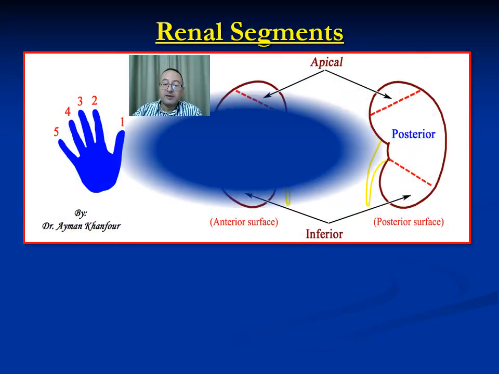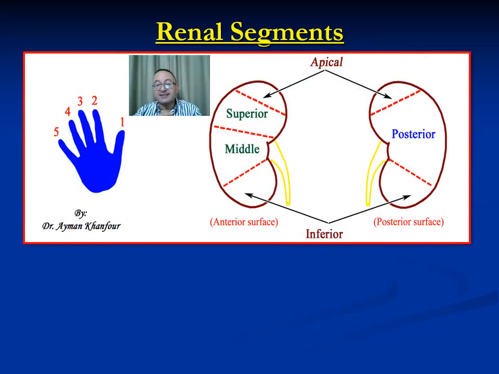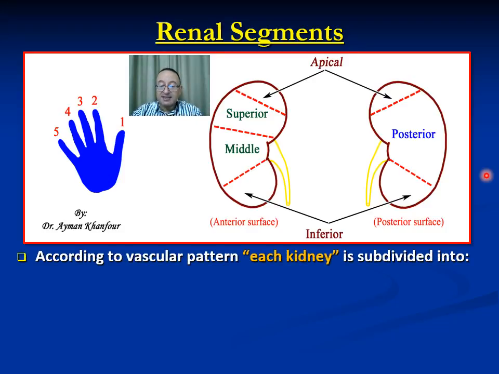Now, we will see the segments of the kidney. This is one kidney, but here I look from the anterior surface, and if I turn it, this is the posterior surface. I have to notice what are the segments that appear from the front and from the back, and what are the segments that appear from the front only, and what are the segments that appear from the back only. Now I'll start with the apical segment.